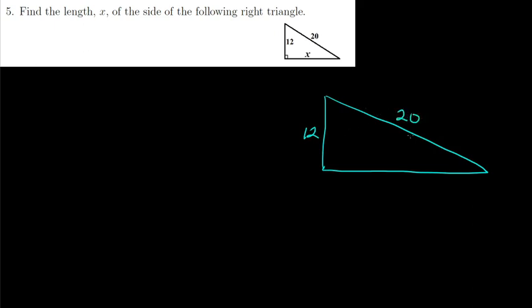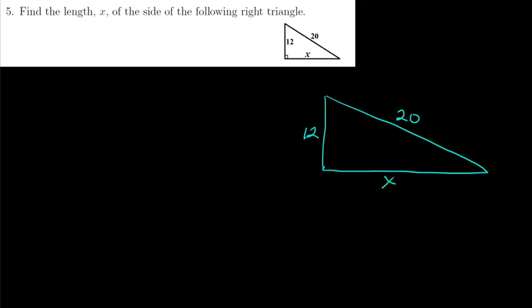Number 5, find the length x of the side of the following triangle. So, right, if it's a little too small, I think I can draw another one a bit bigger here. All right, so this side is supposed to be 12. They're not giving us units, so 12 units. The hypotenuse is 20, and we're looking for this side x.